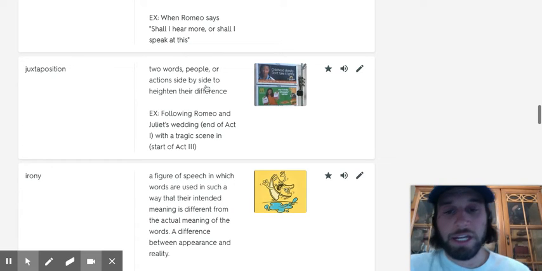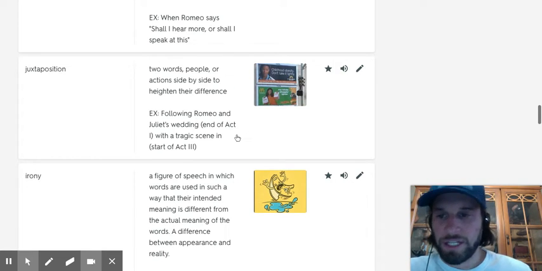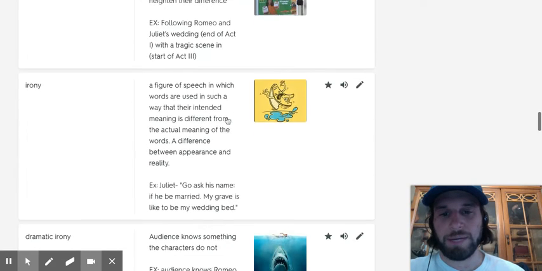Juxtaposition is a word I love. It is basically just placing two things side by side. So that would be like if you were watching a movie and something really happy happens, and then in the next scene, something horrifically tragic happens. There are multiple times where happy scenes are juxtaposed with tragic scenes. And sometimes that's done to create a contrast, maybe to create drama. And we'll see and talk about examples of that.